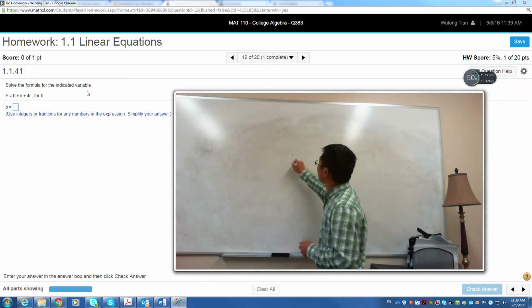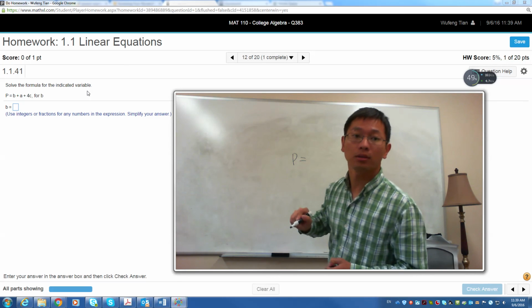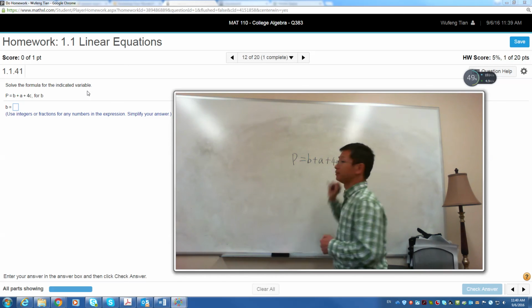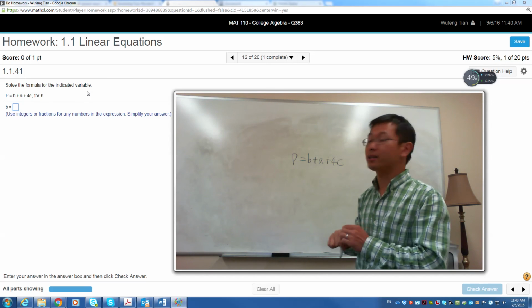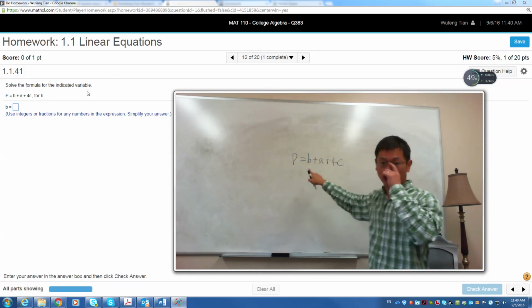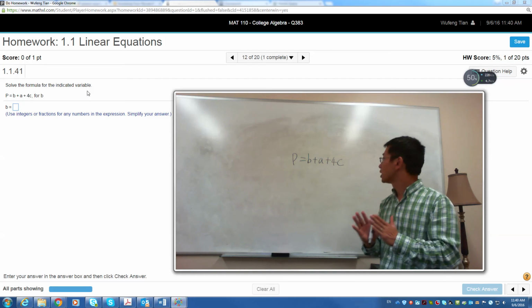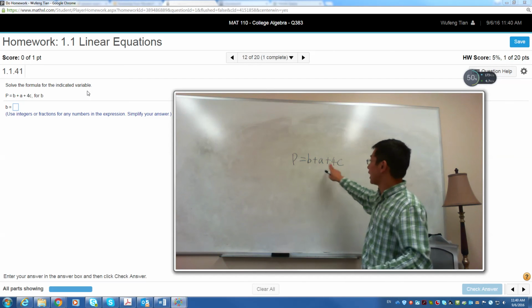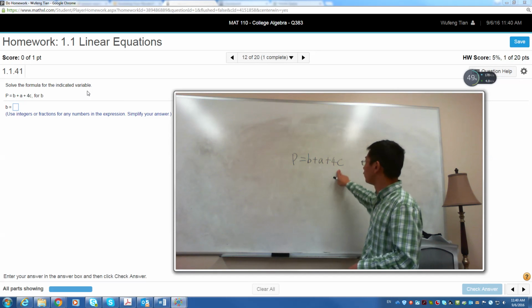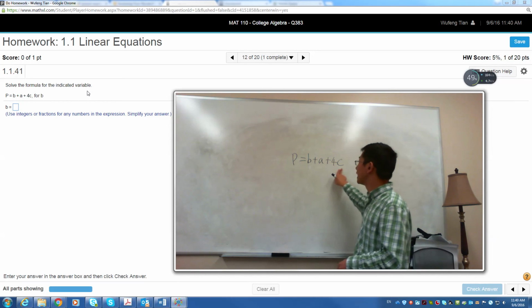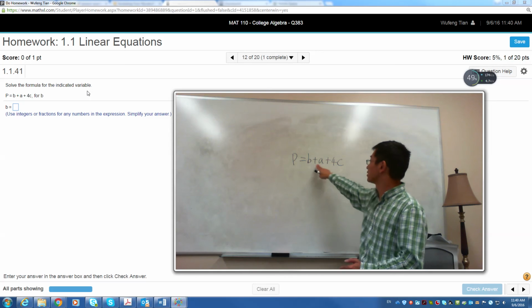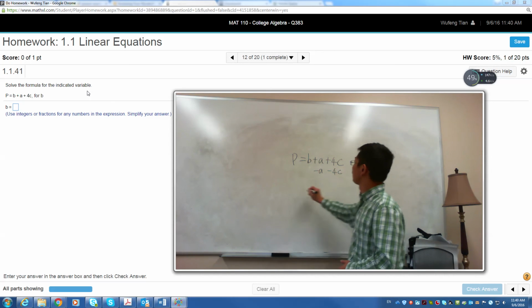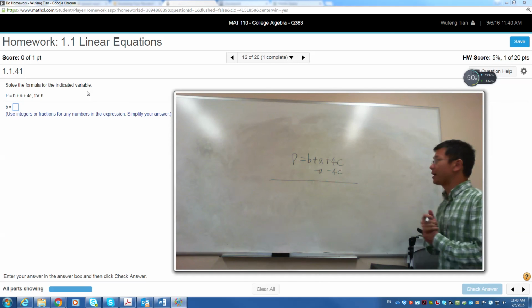So P equals B plus A plus 4C. If you have that, it's solve for B. Solve for B means isolate B. Everything else needs to go away. I need to get rid of A. I need to get rid of 4C. How do I get rid of A and 4C? Subtraction, because this is a plus. So I subtract A here, subtract 4C here. Is that okay?